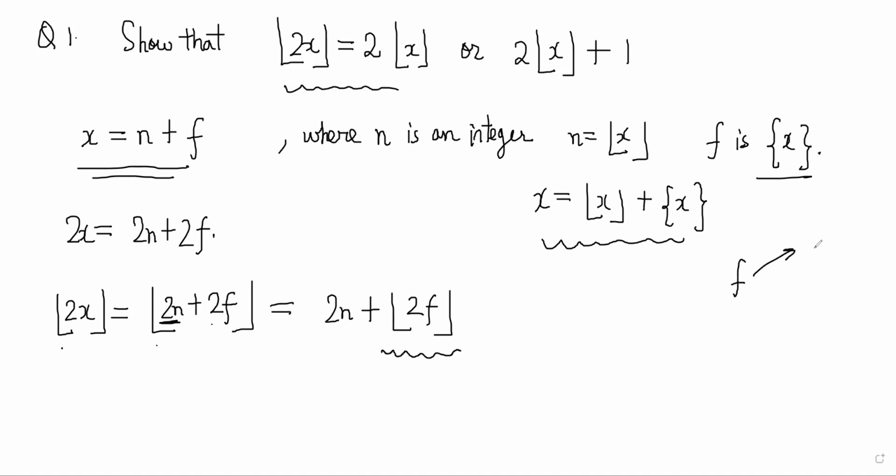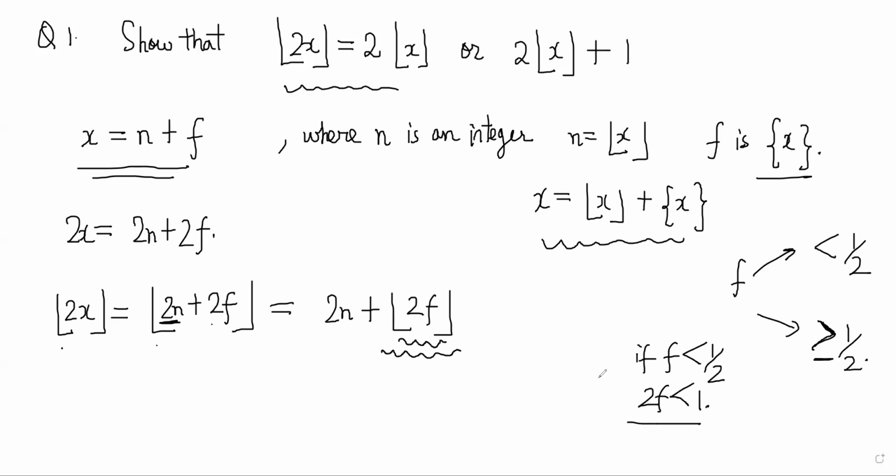So fractional part of x can be in two different ways. You can think of this. It can be less than half, or it can be greater than half, right? These are the only two possibilities. It could be equal to half also, greater than or equal to half, right? If f is less than half, then 2f is less than 1, and therefore floor function of 2f in that case would be 0.